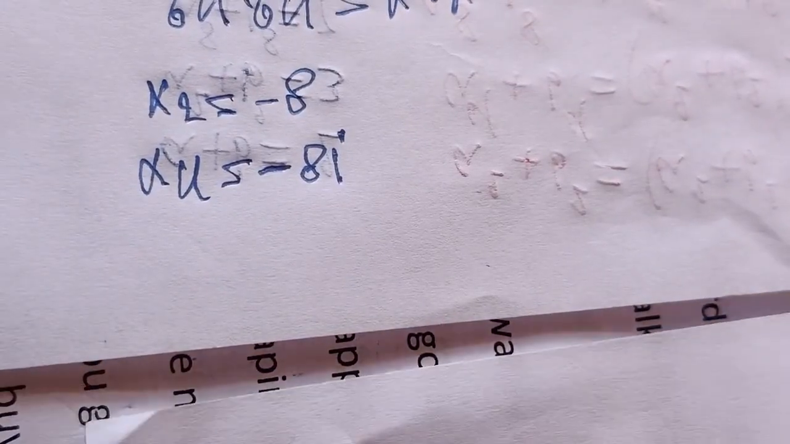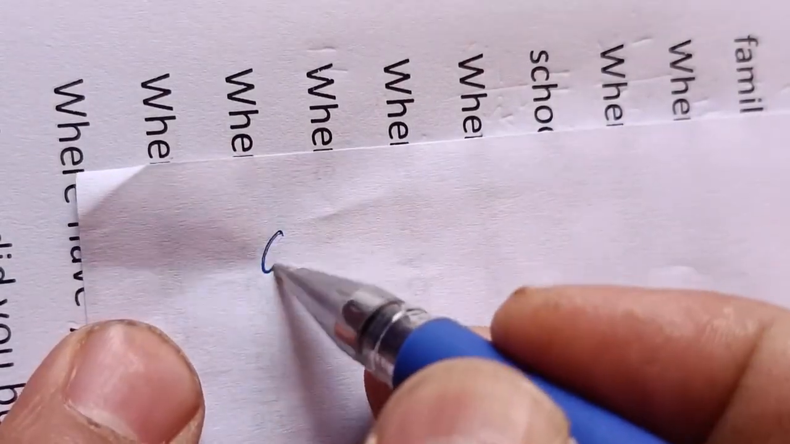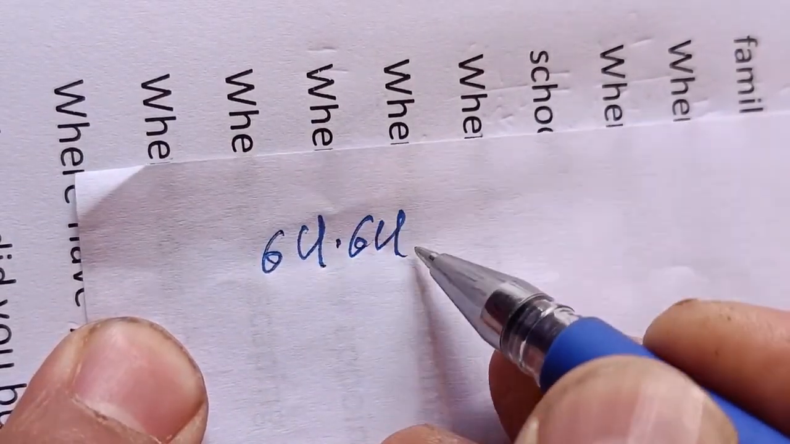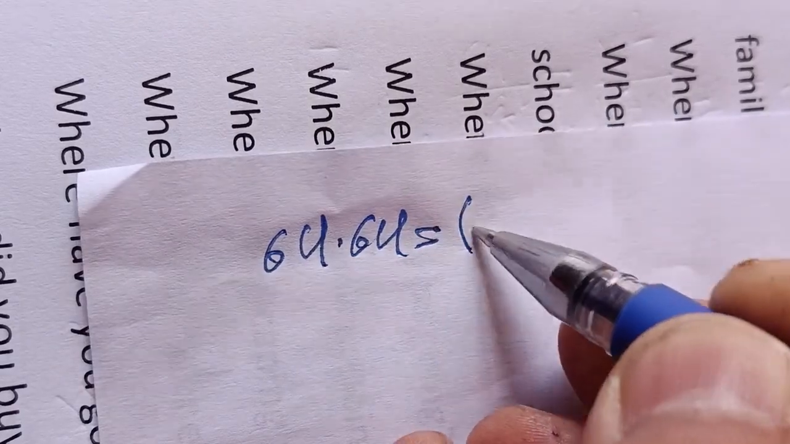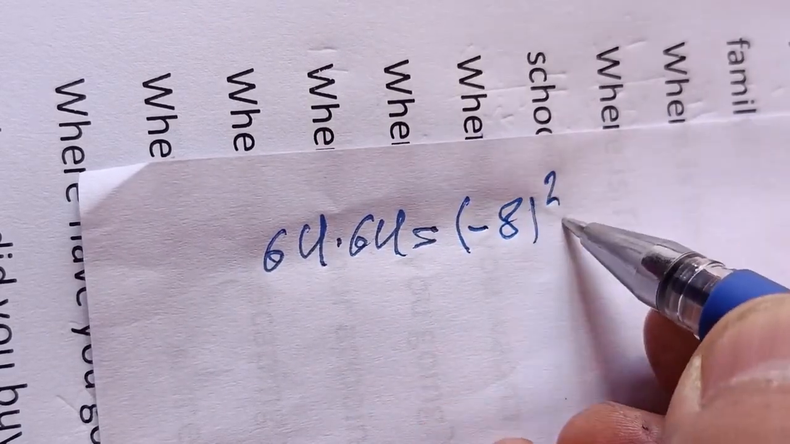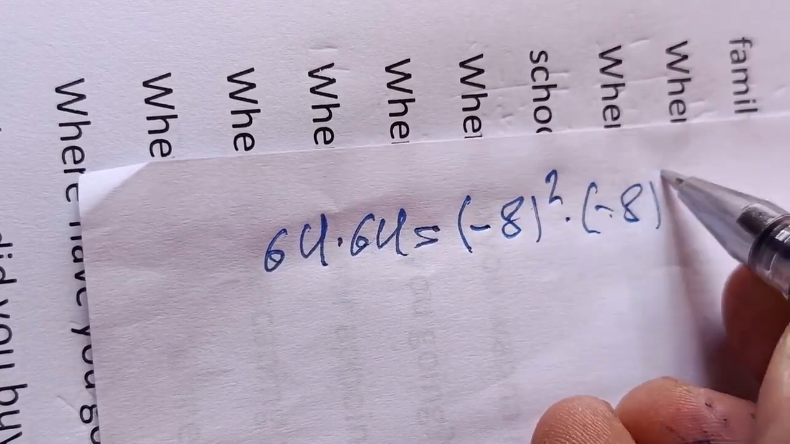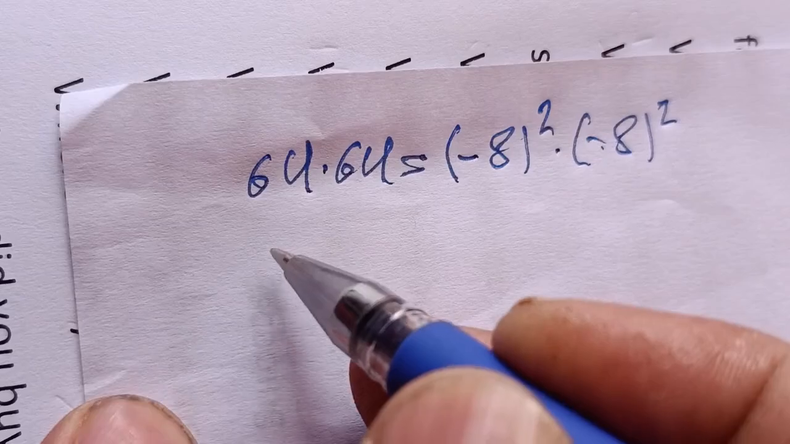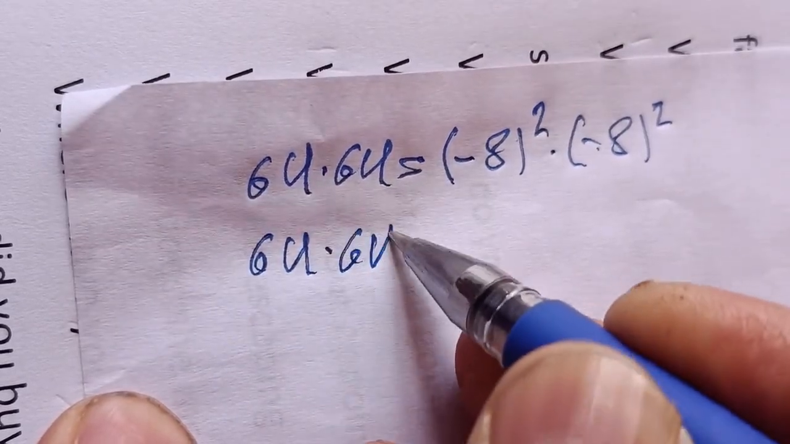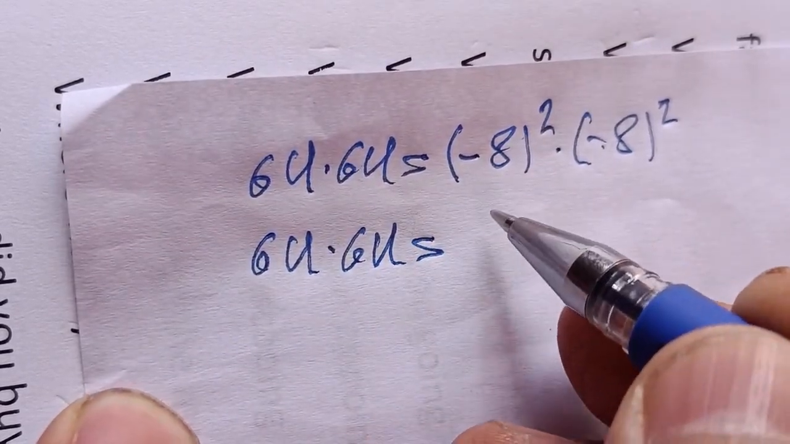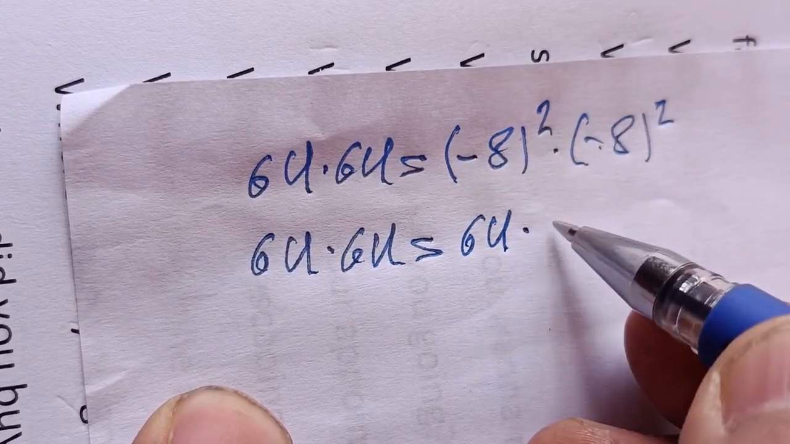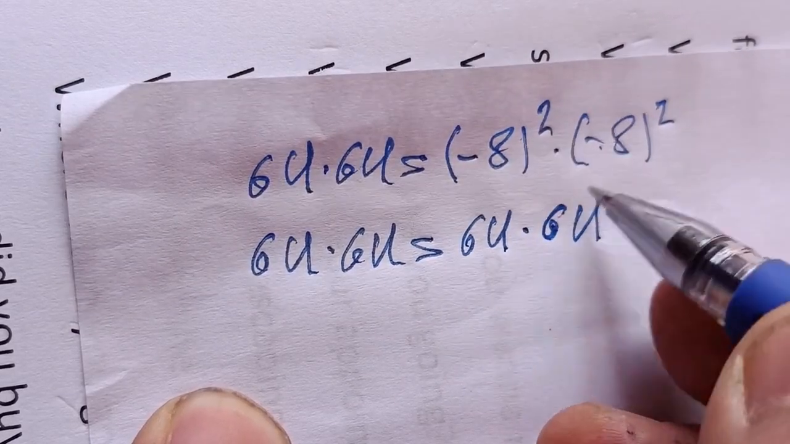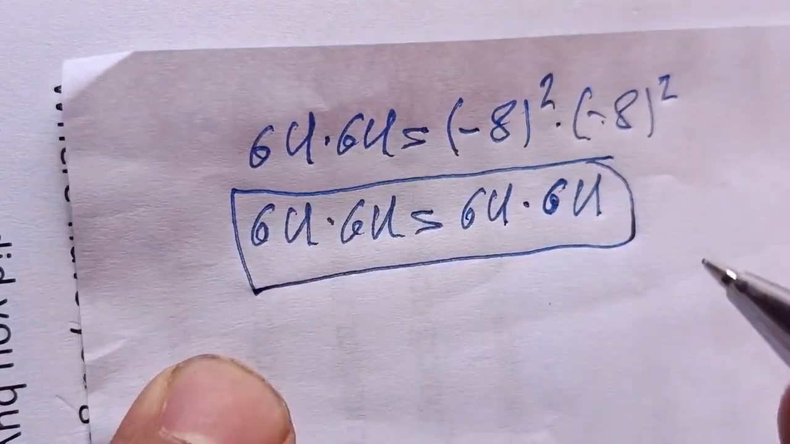Check. 64 times 64 equals x squared times x squared, and x squared equals -8 squared times -8 squared. 64 times 64 equals 64 times 64, since -8 squared equals 64.